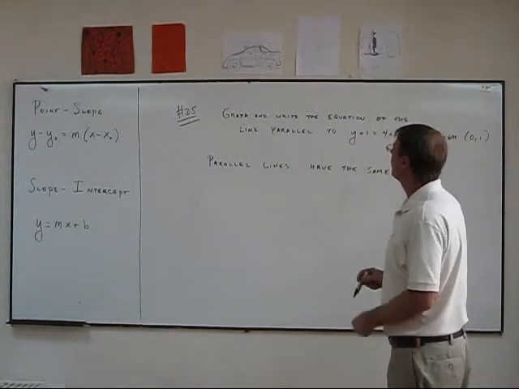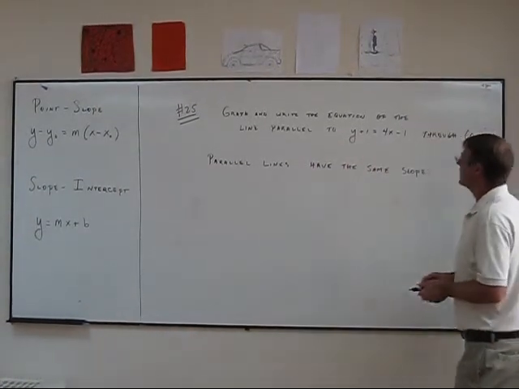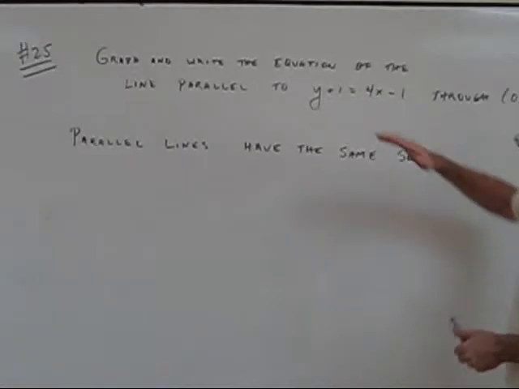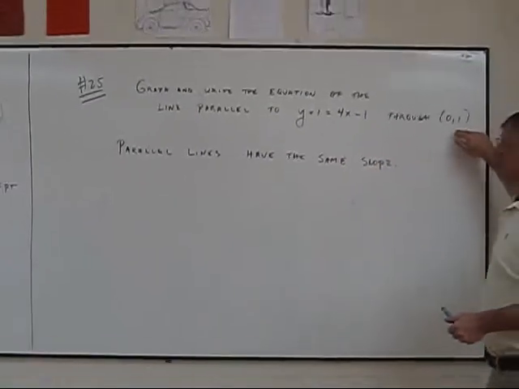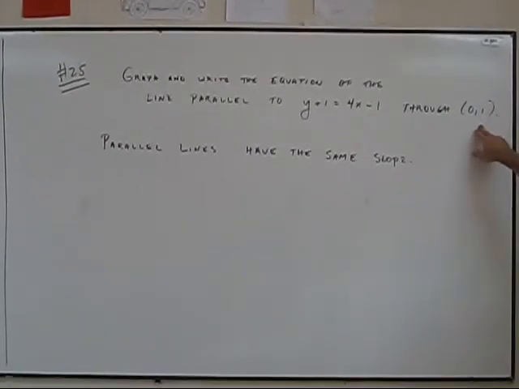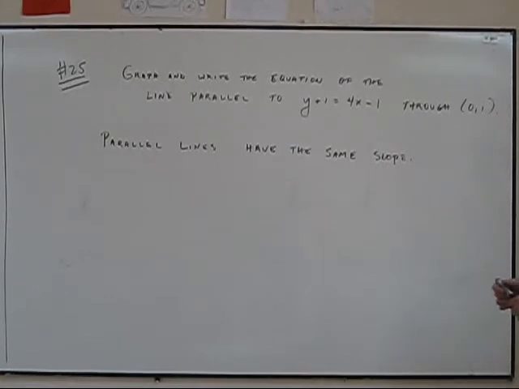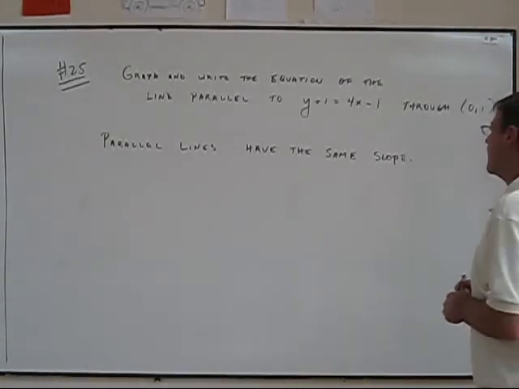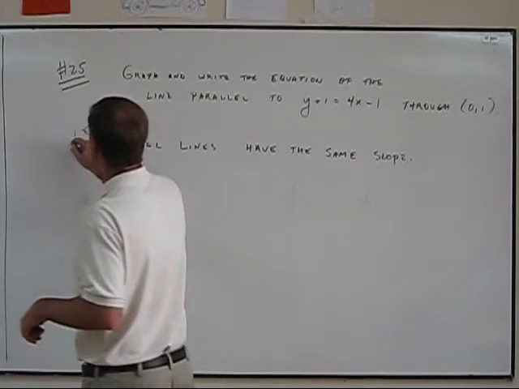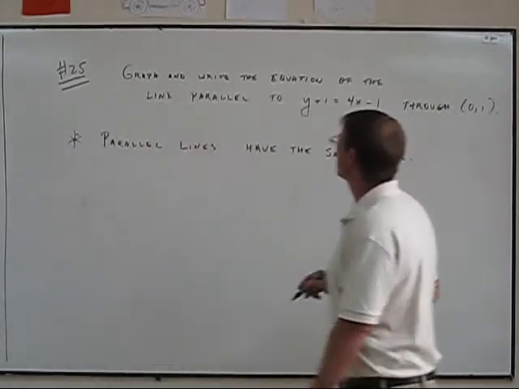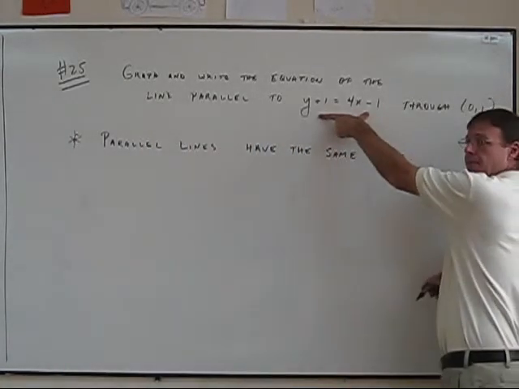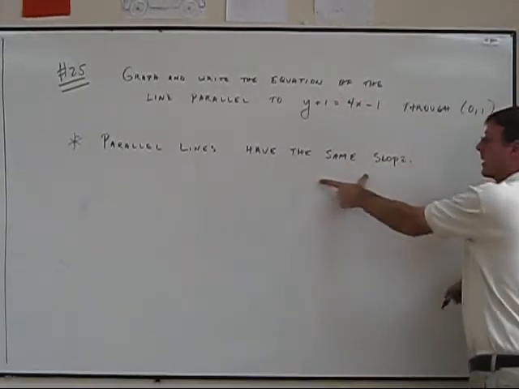Okay, number 25. Graph and write the equation of the line parallel to this line through this point. Okay, so a couple things. We need to write the equation, and then we also need to graph it. So the key thing is that parallel lines have the same slope. So if we could find the slope of this line, then we'll know the slope of our parallel line.